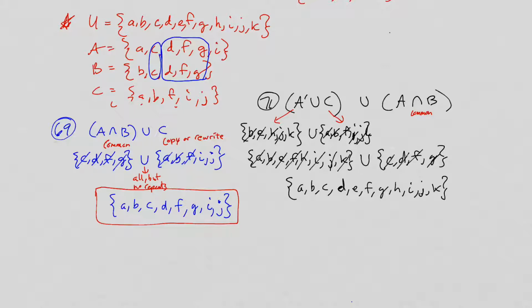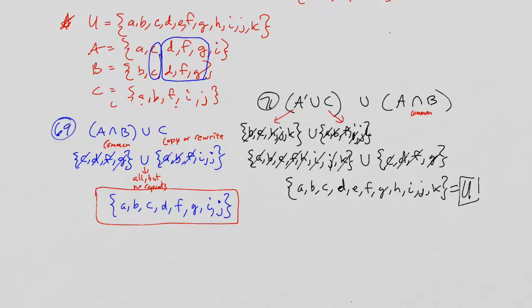So if you take a look at this answer, A, B, C, D, E, F, G, H, I, J, K, that's actually the whole universal set. So basically, this big old problem ended up being all the elements, so we can actually just write U if we want, okay? Set U. All right.